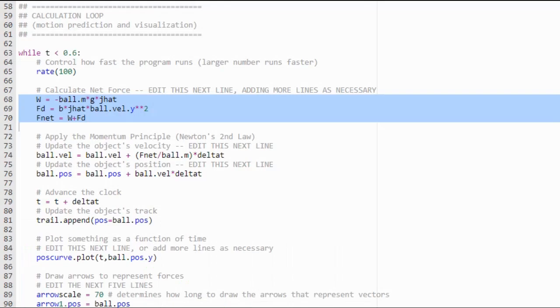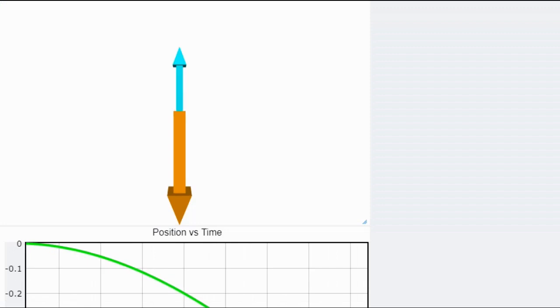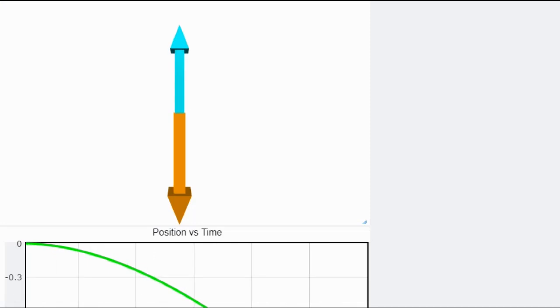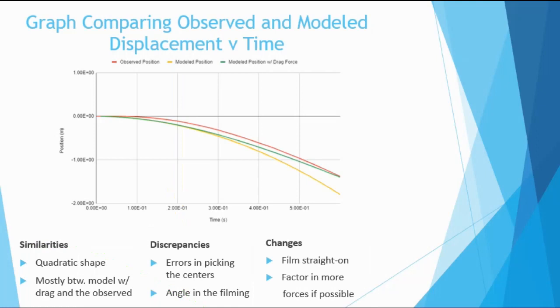Following this, another program was edited with all the same properties except this one updated net force to include the force of drag. This was done by including the drag force equation with an estimated b value based on similarities between the final positions of the observed and modeled object. This is the resulting computer model where the orange arrow represents the force of gravity and the light blue arrow represents the drag force. Here we have a graph that compares the observed motion to the modeled with gravity and the modeled with gravity and drag force.